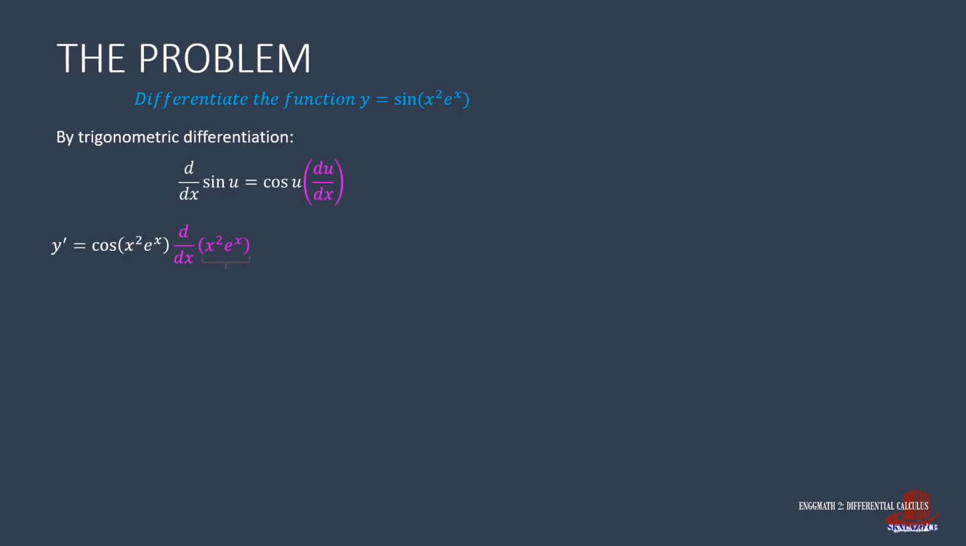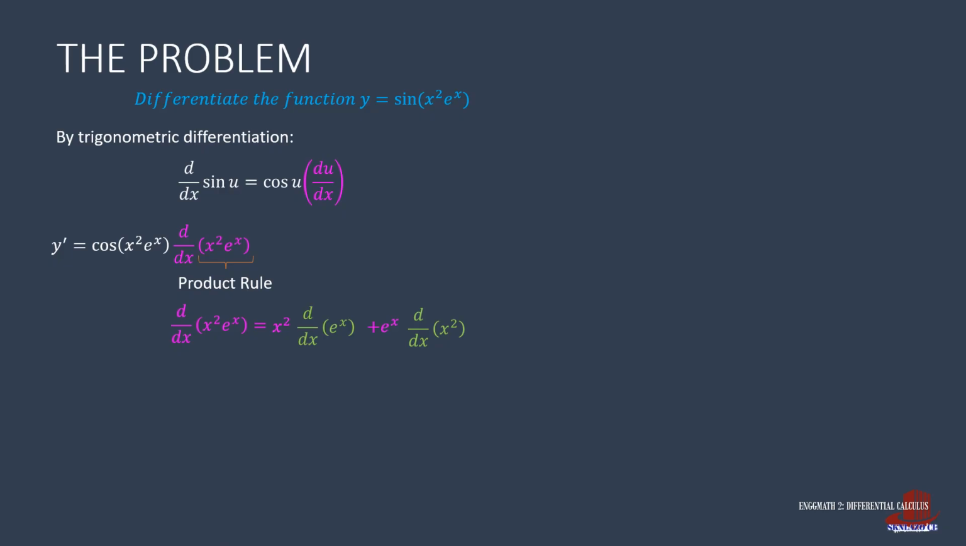This has two terms placed together, x squared and e raised to x. Thus we use product rule to differentiate it. The derivative of x squared e raised to x then follows the format of taking the first term, x squared, and multiply it with the derivative of the second term, e raised to x. Add to this the second term, e raised to x, multiplied by the derivative of the first, x squared.